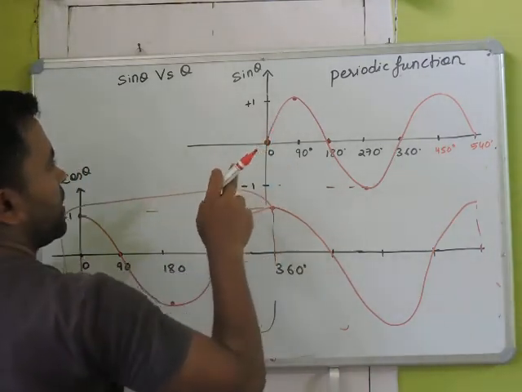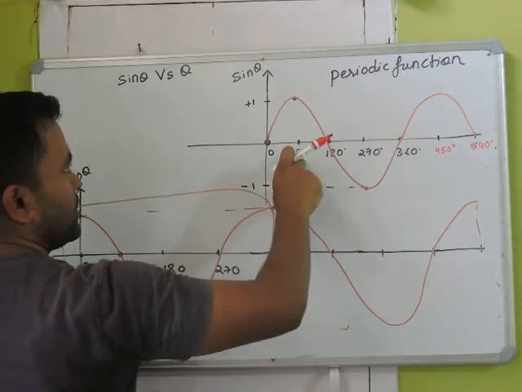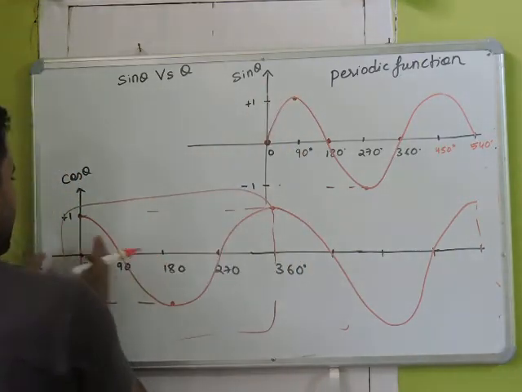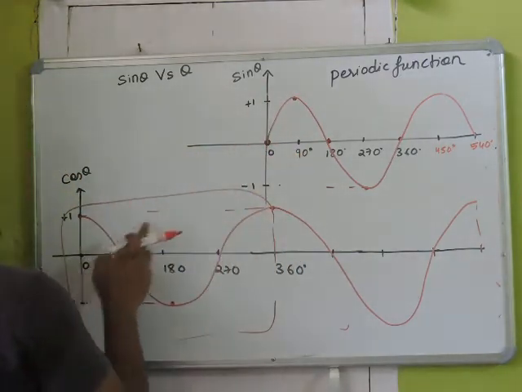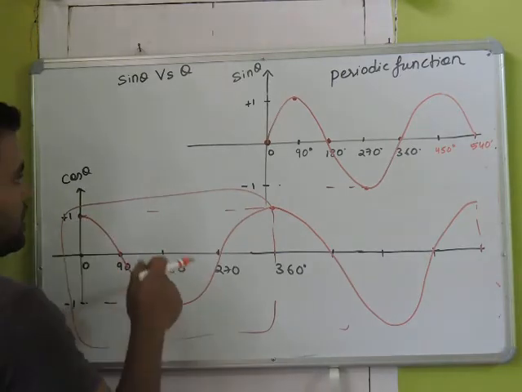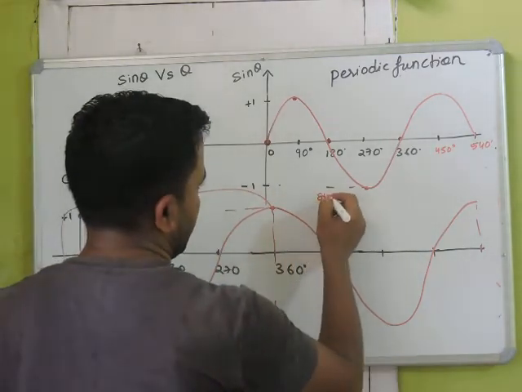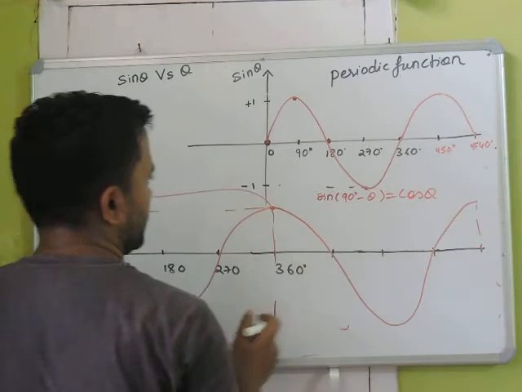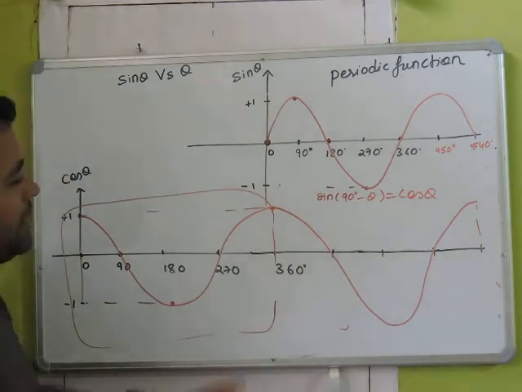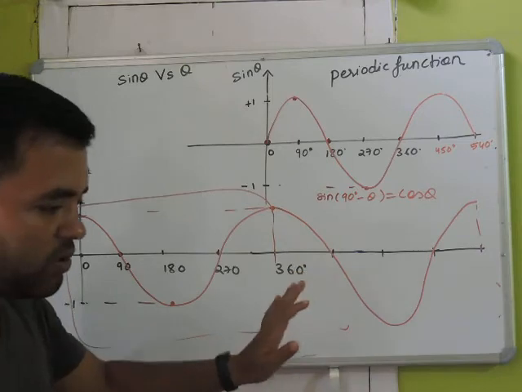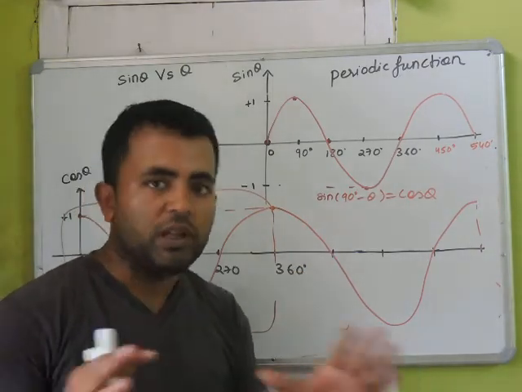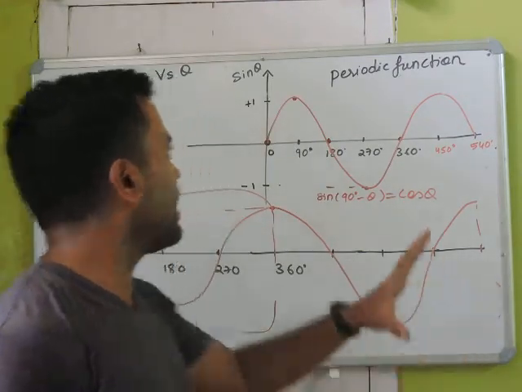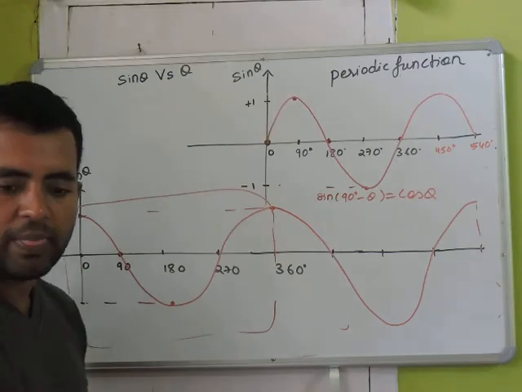So if you are here, then that is 1, right? Now 90 minus theta means that is 0, so you are here. So that is also a relation, sine 90 minus theta is cos theta. Now they play a very important role in physics. Whenever we talk about circular motion, simple harmonic motion, waves, these graphs are going to play a huge role.